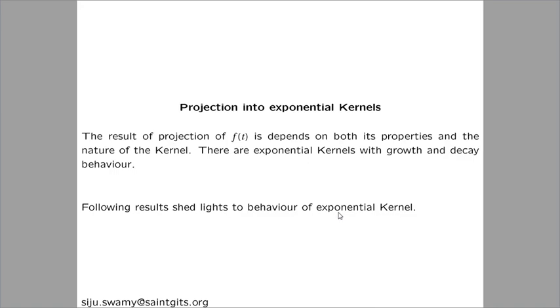So the next idea is projection into exponential kernels. The result of projection of f of t actually depends on both its property and also the nature of the kernel. If the kernel and f of t have some cumulative properties, then there is a cumulative effect in that integration. There are exponential kernels with growth and decay behavior. Usually if you use some exponential function, it is considered an exponential kernel. If the power of that exponential function is positive, it is called an exponential growth kernel. If the power of that exponential function is negative, it is called an exponential decay kernel.